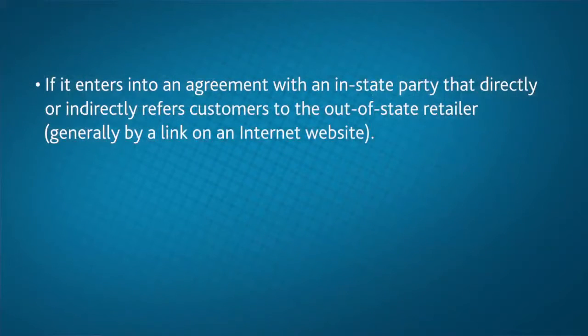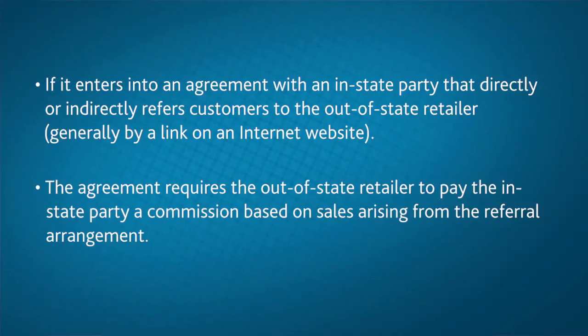And although a state may not have an actual affiliate nexus provision on the books, it may enforce affiliate nexus by its policy. Click-through nexus laws, also known as Amazon laws, are more narrow in variation than affiliate nexus provisions and generally create a rebuttable presumption that an out-of-state retailer has nexus with a state if it enters into an agreement with an in-state party that directly or indirectly refers customers to the out-of-state retailer, generally by a link on an internet website, and the agreement requires the out-of-state retailer to pay the in-state party a commission based on sales arising from the referral arrangement.